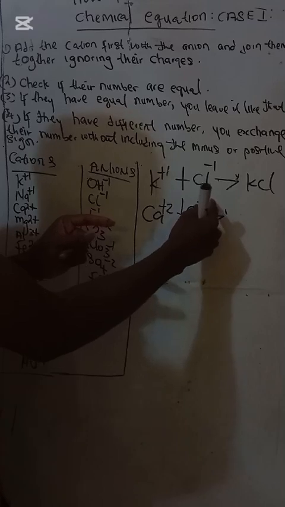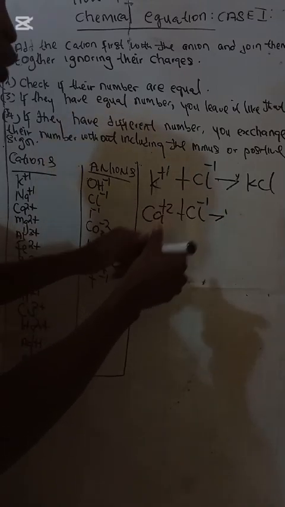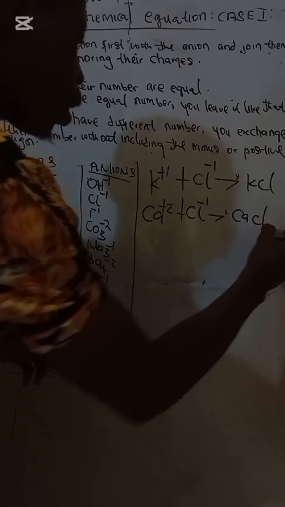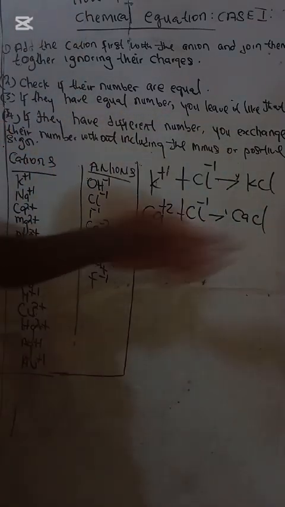Remember, why join them together? You don't have anything to do with this anion with the minus here. You just join the alphabet together. So I write CaCl, right? Now, I have joined them together.